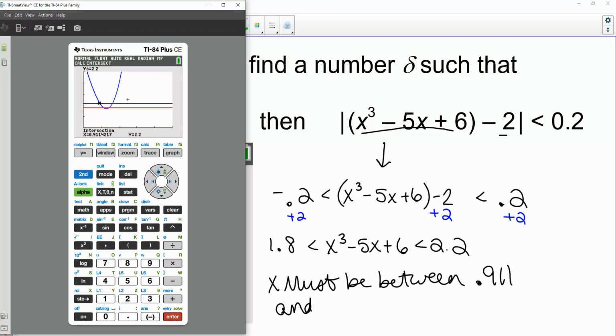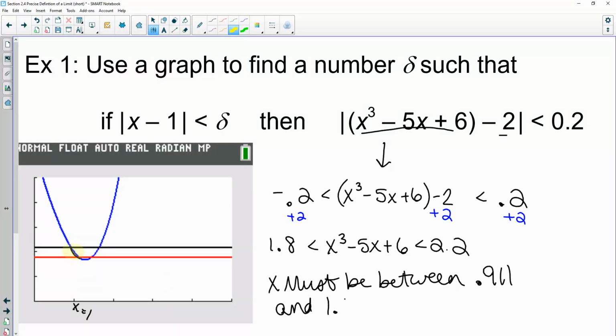And if I want the second one, we go second, trace, intersect. First curve, I want my x cubed again. Now I want the bottom line. Enter, and 1.12.